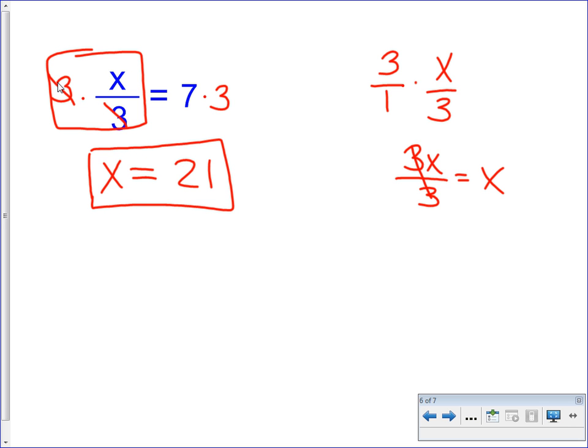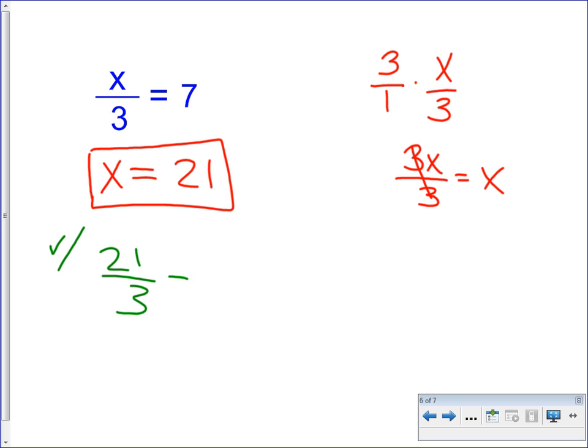And our last step is to check it. When we check it, all we have to do is go to our original problem with no writing on it. We're going to copy down the problem, except instead of putting x, we're going to put 21. We have 21 over 3 equals 7. And since we know that 21 divided by 3 does equal 7, we know that that's right. And we know that our answer x equals 21 is correct.